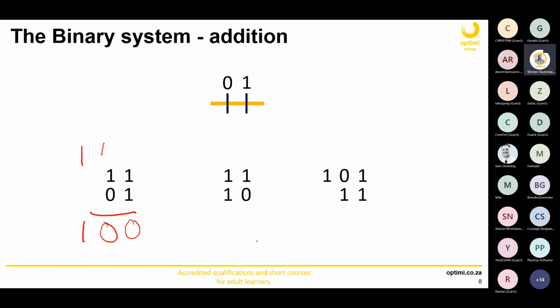Okay. Next step, next one. Can you add that one for me? The question is, I've got 1, 1 plus 1, 0. Is the answer 1, 0, 1, 1, 0, 0, 1, or 21?